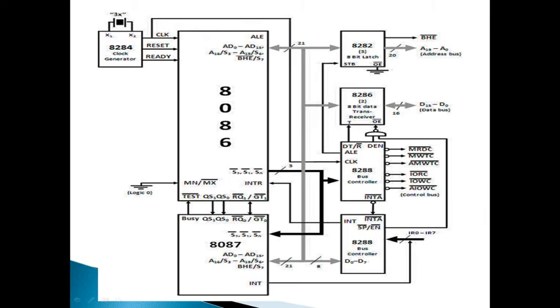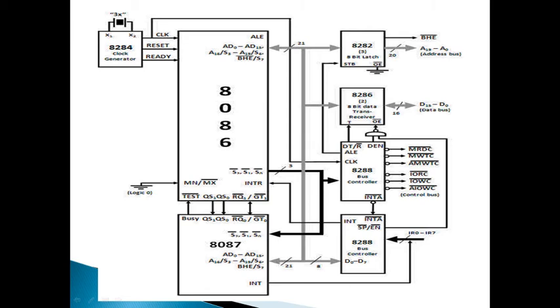Let us focus on the current figure. 8284 provides the common clock, reset and ready signals, and 8282 are used to latch the address. 8286 are used as data transceivers. 8288 generates control signals using S2, S1 and S0 as input from the currently active processor. So either 8086 or 8087 can be the bus master, and the 8259 PIC is used to accept the interrupt from the 8087 and send it to the microprocessor. This interface is also called the coprocessor configuration.